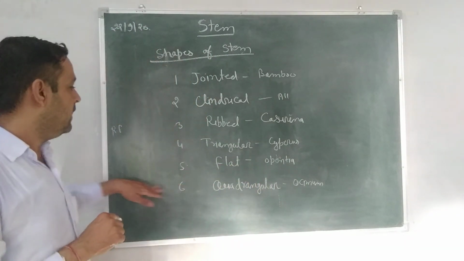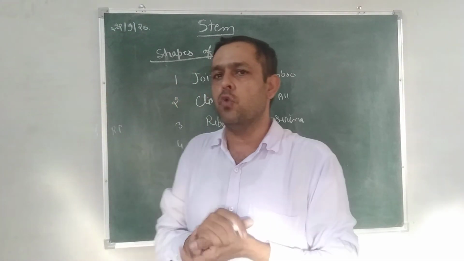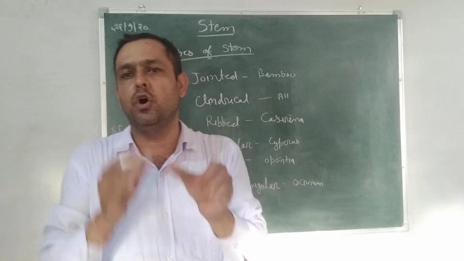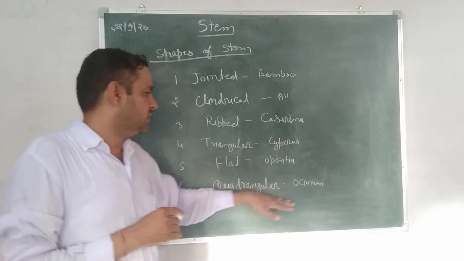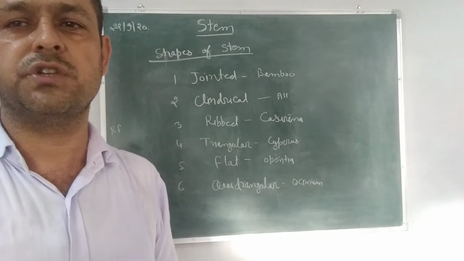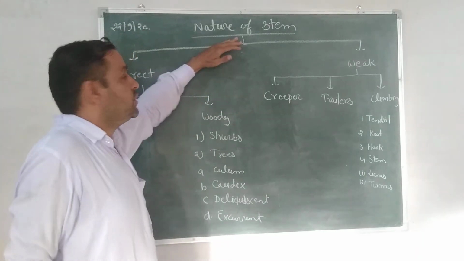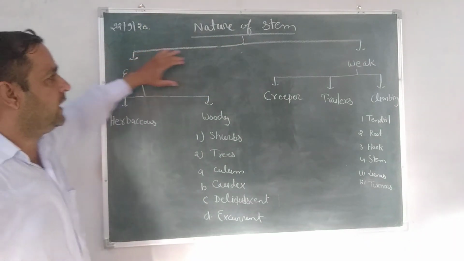Example, Opuntia. Quadrangular: whenever the stem is in the form of a quadrangle, or has four sides, then it is called quadrangular. Example, Ocimum. Now the next topic is nature of stem. On the basis of nature, stems are of two types, erect and weak.